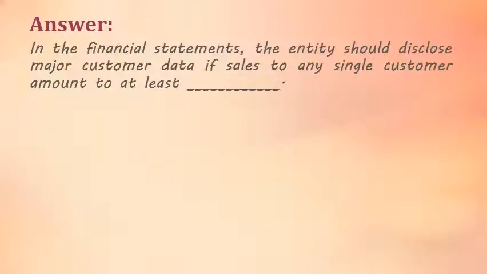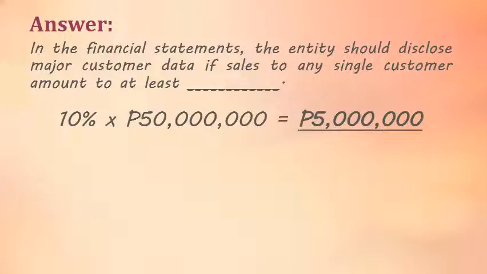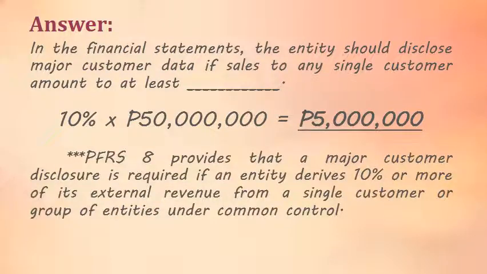Answer for number 1 question, in the financial statements, the entity should disclose major customer data if sales to any single customer amount to at least, answer is 5 million. So, multiply mo lang yung 10% dun sa total na 50 million na sales. So, anong paliwanag? This is the explanation for that.